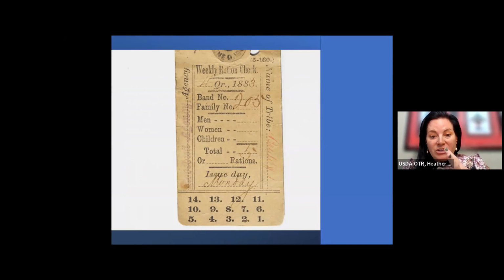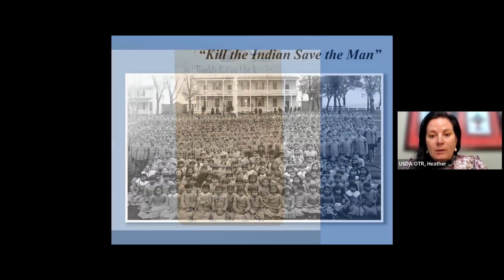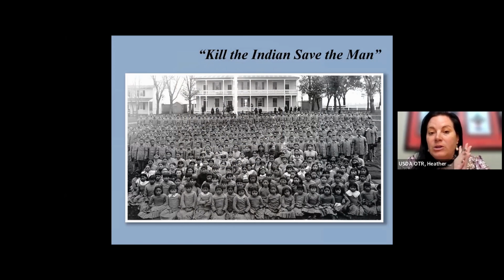So here's an actual ration ticket, right? You would get X number of pounds of flour or beef a month or a week, and you would go and pick it up because we've cut off the other food sources at this point in time. And you had to be farming and you had to comply with sending your child to boarding school.